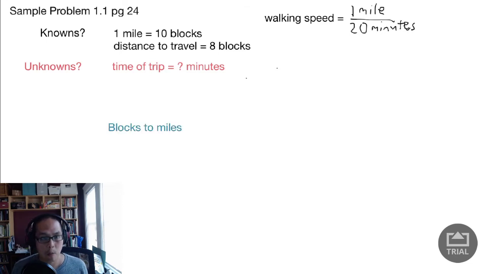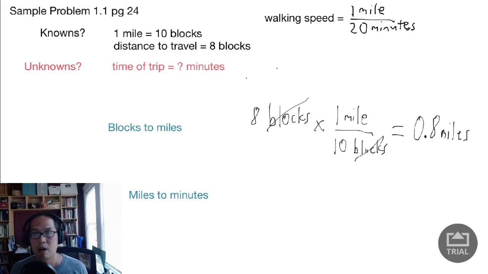So you kind of got to think about it, right? I want to get to the time of the trip, but they only gave me the number of blocks that I have to travel, and I only know my walking speed in terms of miles. So that tells you, to get to the time of the trip, I've got to get from blocks to miles. So what is my known that will get me from blocks to miles? I know that 1 mile equals 10 blocks.